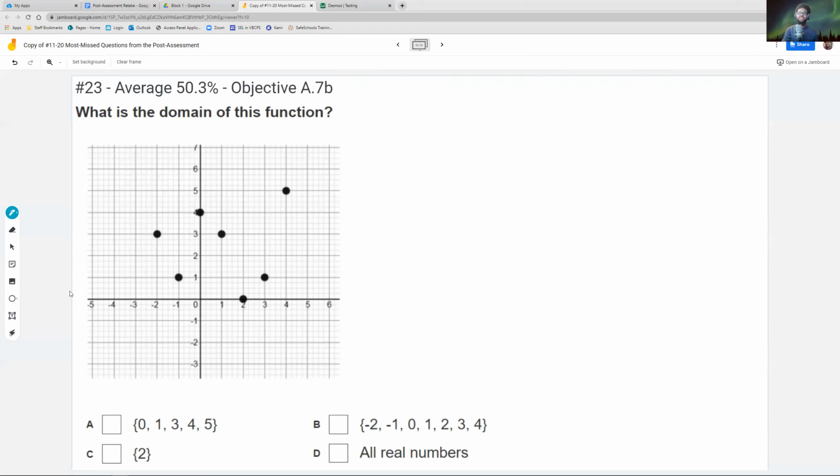Okay, that is the 11 through 20 most missed questions that we have on that post assessment. When you're done with this, get going on any missing work that you have or any IXLs or test corrections that you still have to do. And if you have any questions, once again, come back to the Zoom chat and I will help you out.